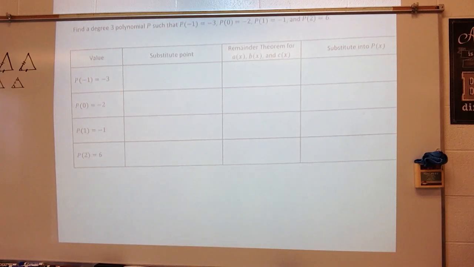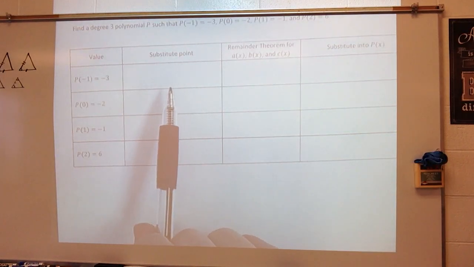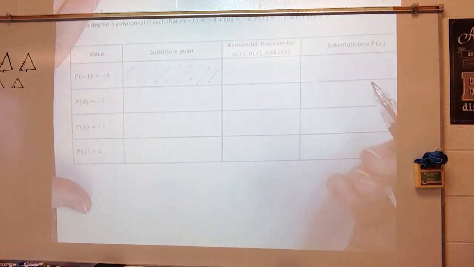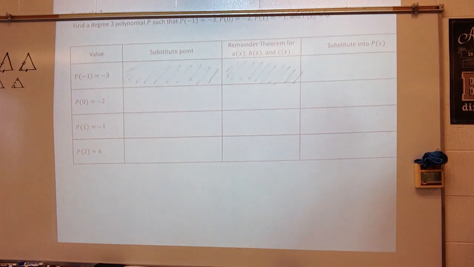Find a degree 3 polynomial such that p of negative 1 is equal to negative 3, p of 0 is equal to negative 2, p of 1 is equal to negative 1, and p of 2 is equal to 6. Okay? So let's figure this out. I'm not going to be able to do anything here for that, and I'm not going to be able to do anything here for that. So we're going to substitute into p of x.